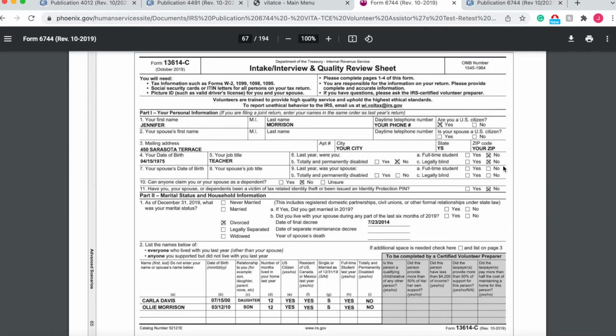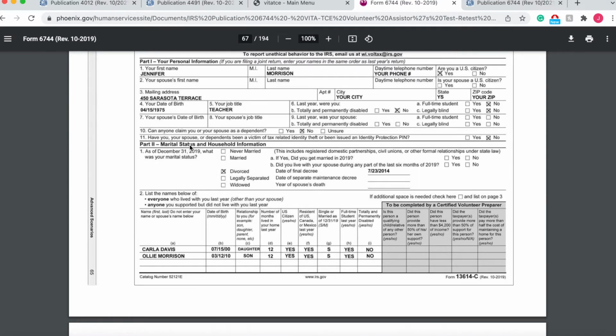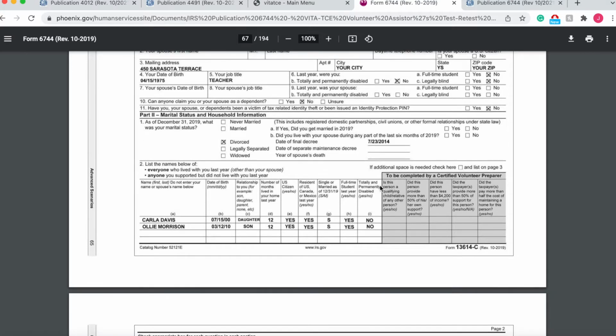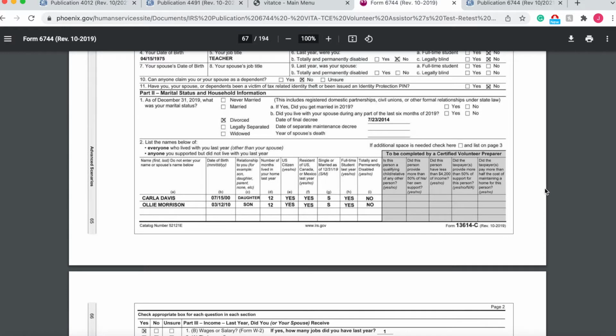Those life factors that we learned in the last lecture can change your standard deduction amounts, which is why those are very important. And here it tells us if anyone can claim them as a dependent. See here, marital status. We see, yes, that Jennifer was divorced. The date of the divorce decree was July 23rd, 2014. Again, remember that date becomes important if there is something like alimony involved in the divorce.